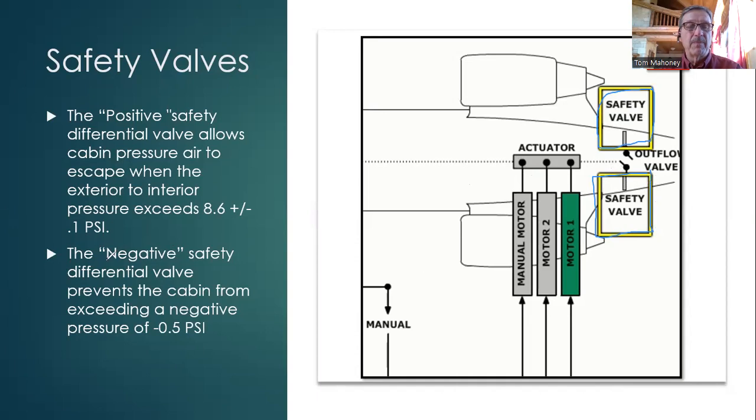The negative safety differential valve prevents the cabin from exceeding a negative pressure of 1/2 of a psi, so that we don't actually crush the cabin. When might that happen? Let's say we landed and for some reason we have more pressure outside of the aircraft than we do inside. Not sure exactly when this might happen, but we would have this negative pressure relief valve that allows air to enter the cabin as necessary to equalize the pressure inside and out.